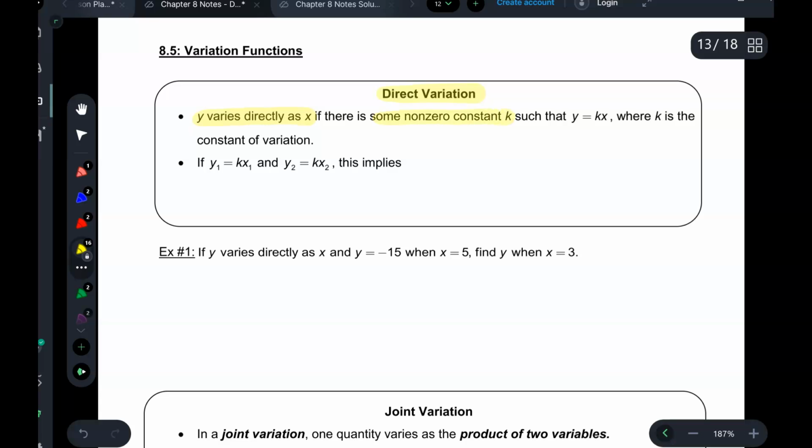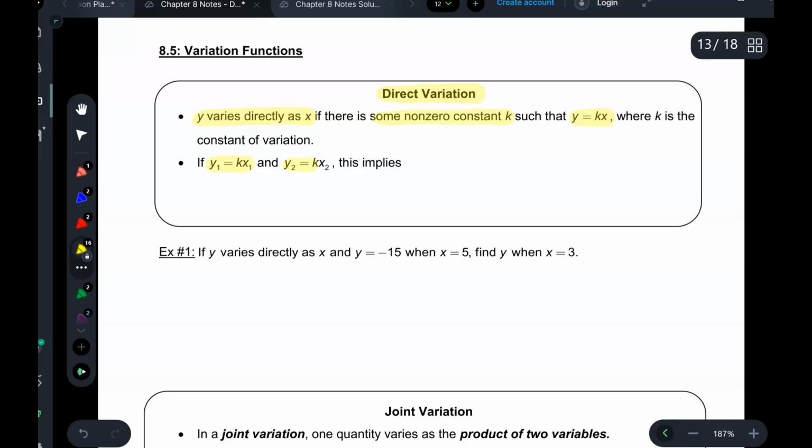There's some non-zero constant k such that y equals kx. It's basically the equation of a line that goes through the origin, where we think of k as our slope, like y equals mx, all right? Now there's different ways that we can write this.